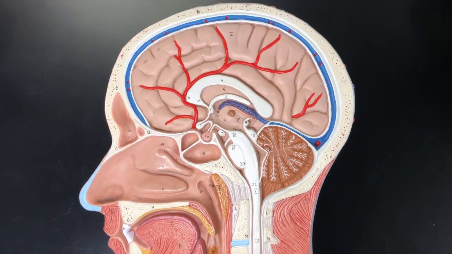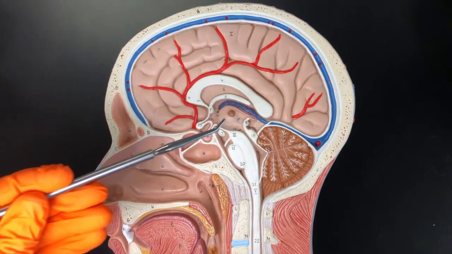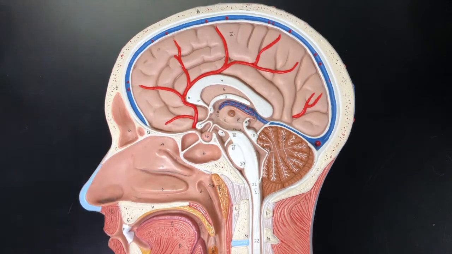Before we dive into CSF production and flow, let's remind ourselves of what CSF is. CSF, or cerebrospinal fluid, is the liquid that we find within the ventricles and the subarachnoid space of the central nervous system. It will serve three functions.